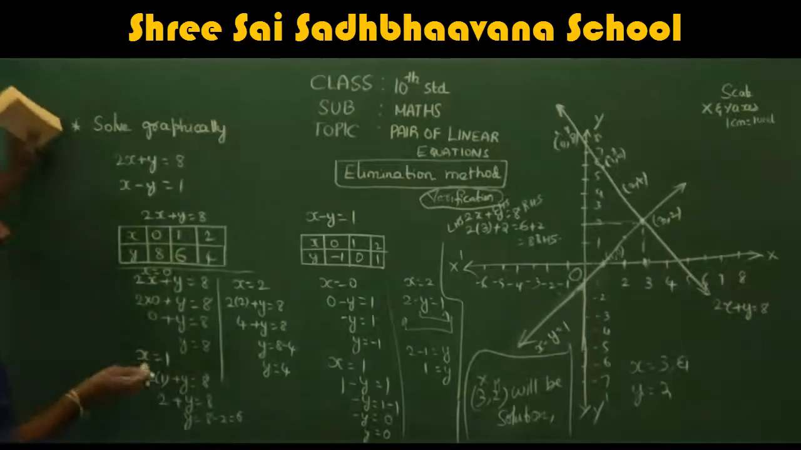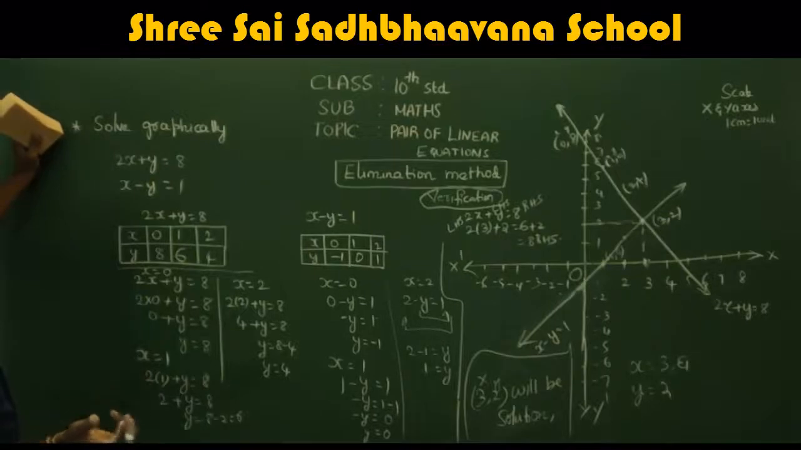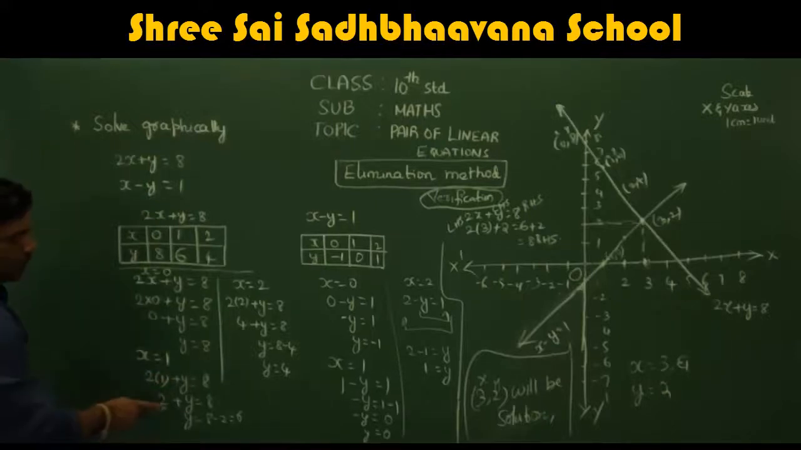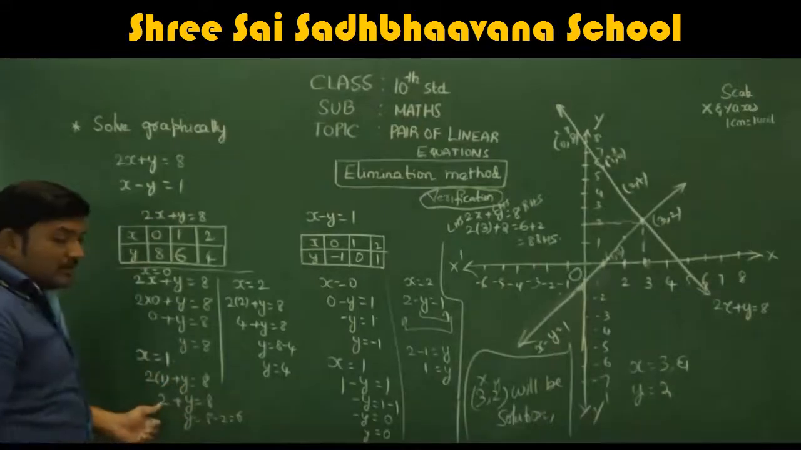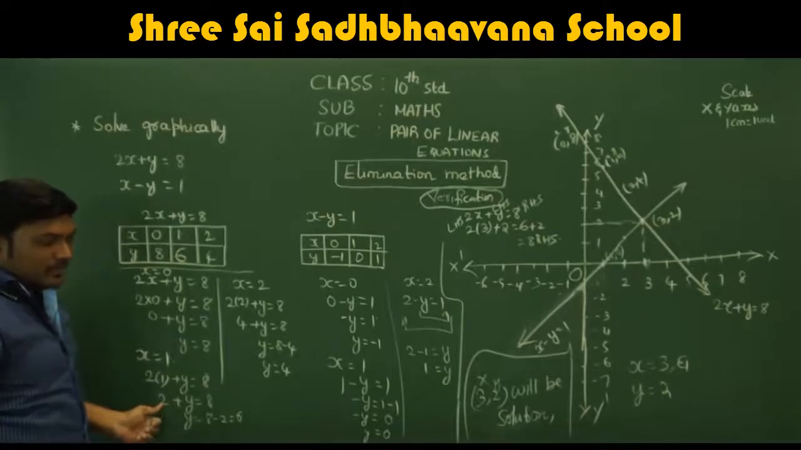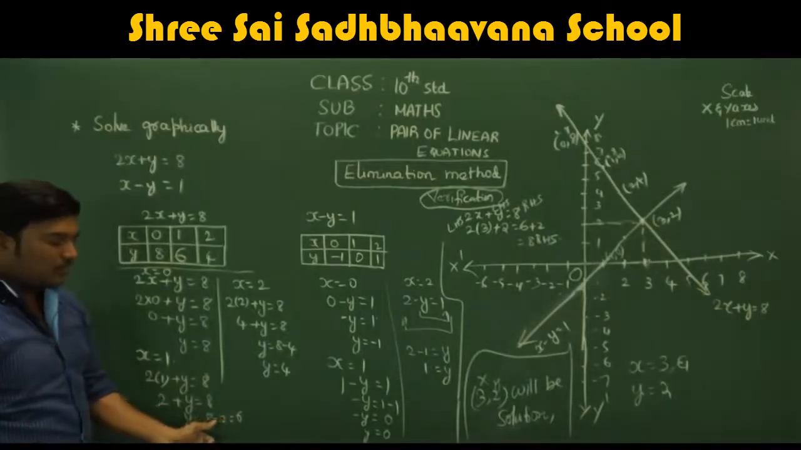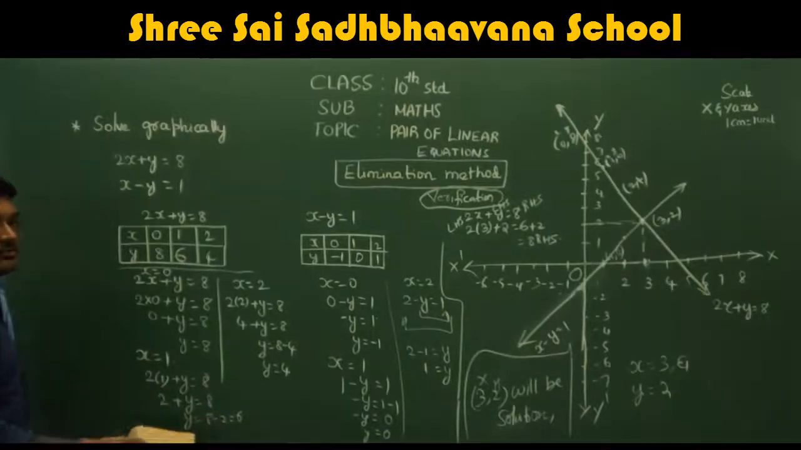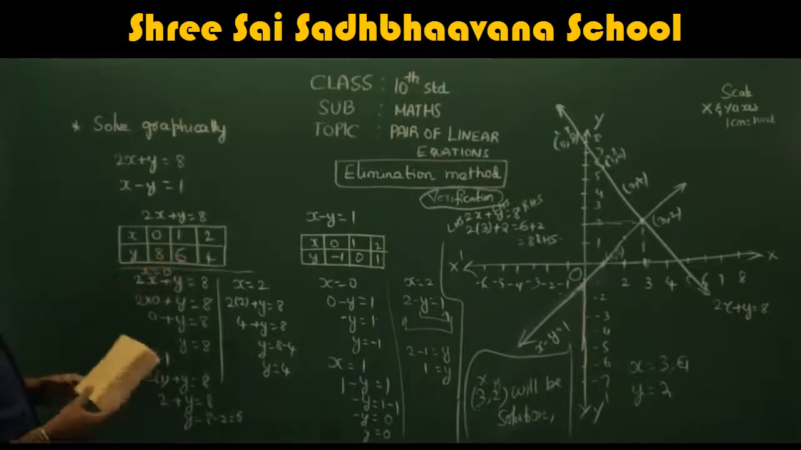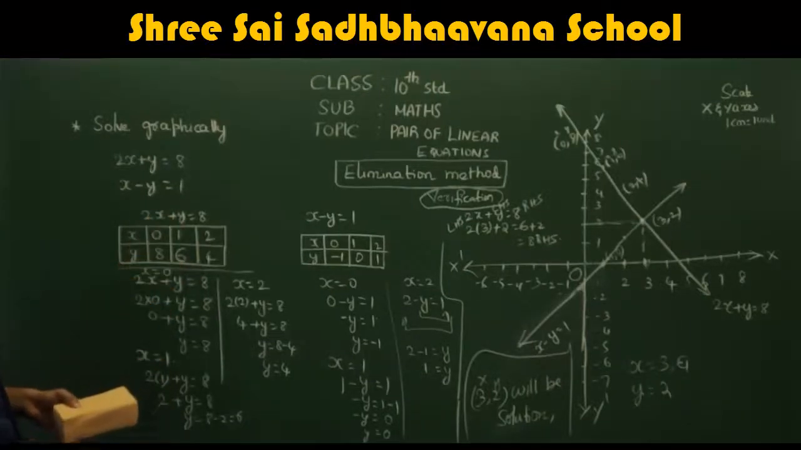Next, after 0, what is the number? Immediate next, you will get 1. So x is equal to 1, you substitute. So 2 into 1 plus y is equal to 8. So 2 plus y is equal to 8. 2 here is added, so it will get subtracted. So y is equal to 8 minus 2, which is 6. So for x is equal to 1, we got 6.